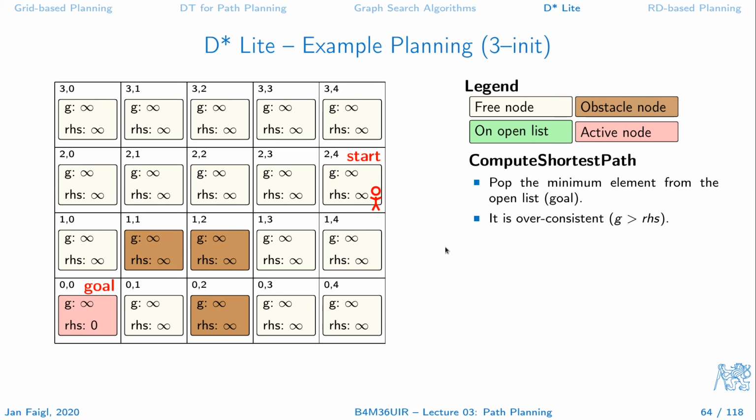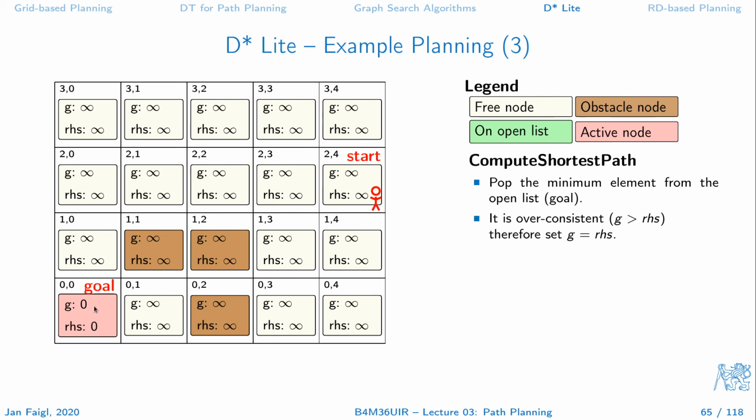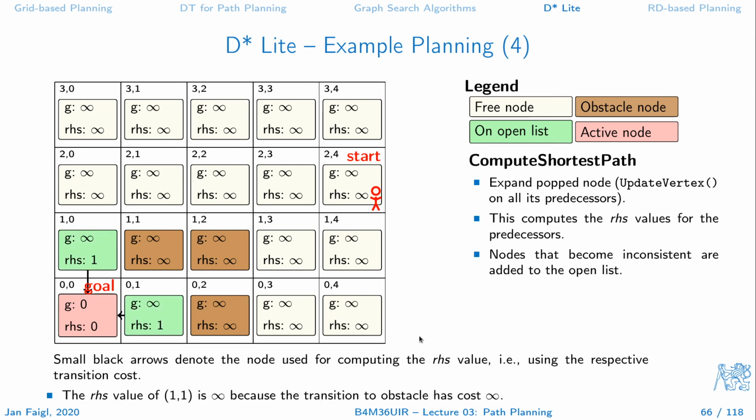Now we call the compute shortest path. So we pop the minimum element from the list, and it is over consistent because G is above the one step look ahead. So we set G to RHS. So that's the true cost. We already searched for that now. And now we expand the neighboring nodes.